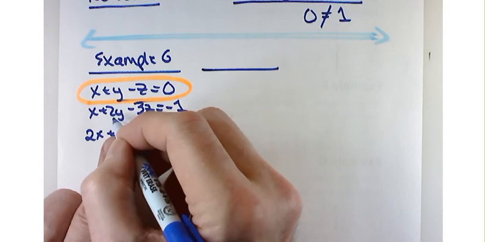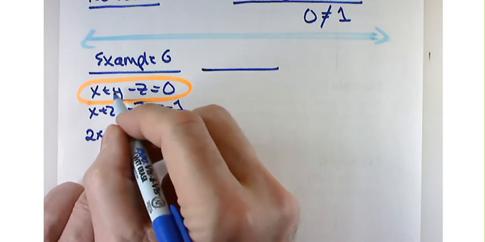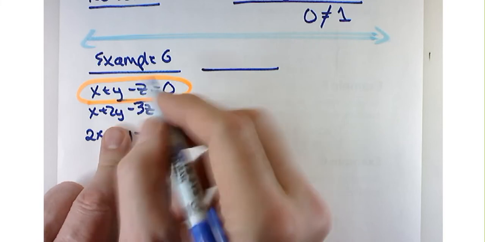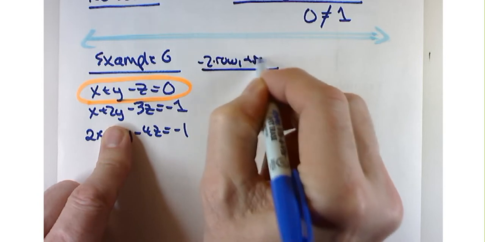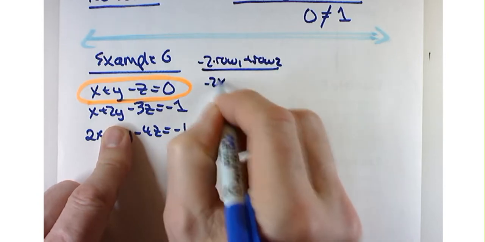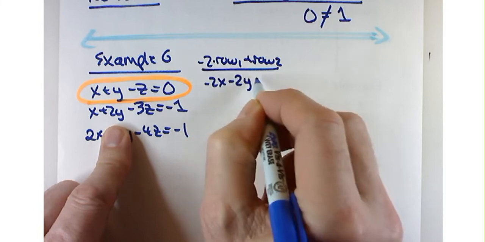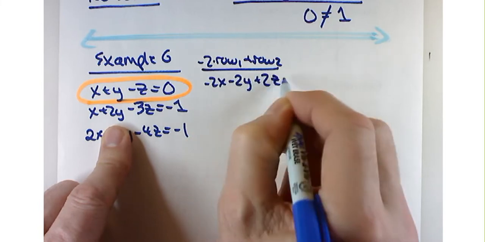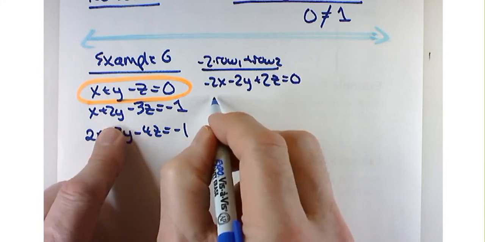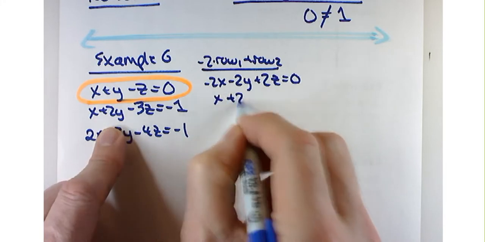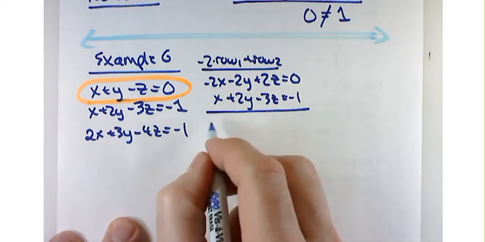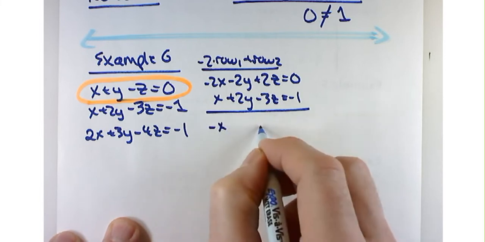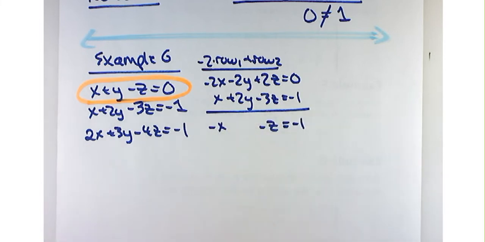Now, if I'm going to get rid of the y here, what would I multiply the first equation by? Negative 2. So negative 2 times row 1 added to row 2 is negative 2x minus 2y plus 2z equals 0. I'm going to add that to x plus 2y minus 3z equals negative 1. And I'll end up with negative x minus z equals negative 1. And just leave it there. Work on the next one.